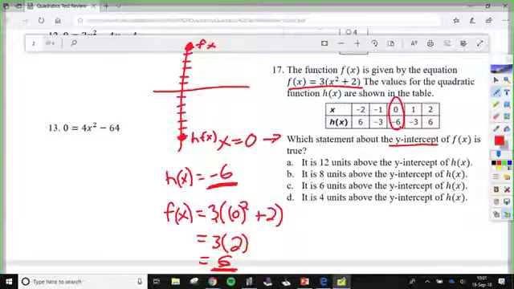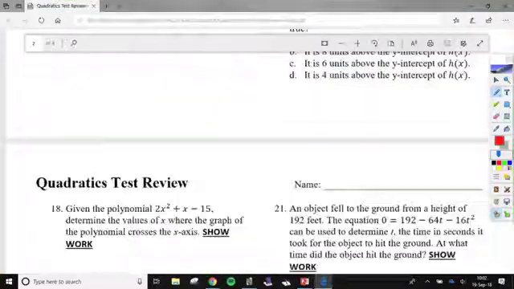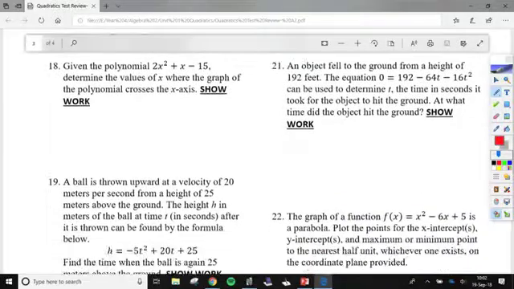So what's true? A is true, because it's asking which statement is true about the y-intercept of f of x. F of x is 12 units above the y-intercept of h of x, because f of x is way up here, and that is 12 units higher than h of x. You can count them up if you want. 1, 2, 3, 4, 5, 6, 7, 8, 9, 10, 11, 12. Right? It's 12 units above. So just a little trick there to know is the x equals 0.